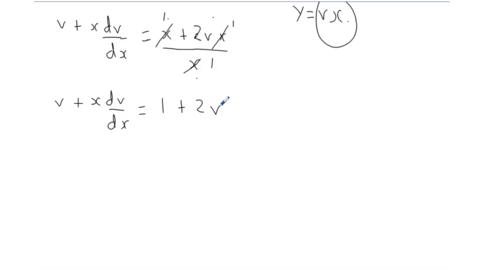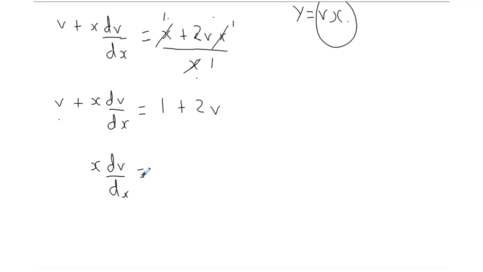Now we can think about separating variables. We want the v's with the dv by dx ultimately, and we're not quite ready to do that. I'm going to subtract v from both sides, and that should hopefully get us in a position where we're ready to move. So let's leave the x dv by dx for now.